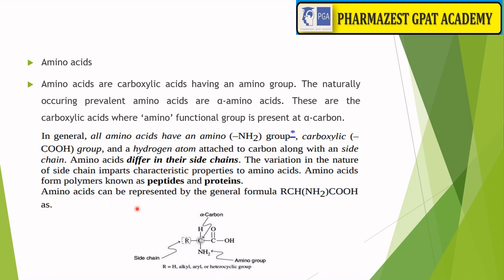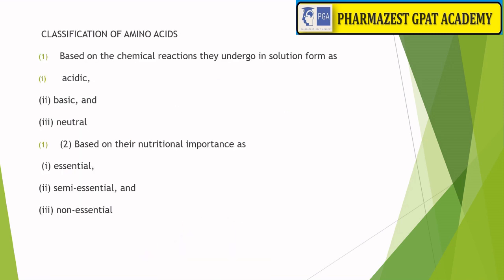Amino acids can be represented by the general formula RCH(NH2)COOH as given below. That is, by changing the R group, the amino acids are given different names, whereas this group remains the same for all the amino acids.